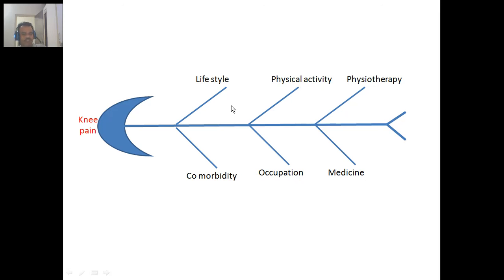You can have sub causes also. Say because of the lifestyle, sometimes the knee pain aggravates. If your patient has limited physical activity because of the pain, then this leads to a cycle: because of pain you have limited physical activity, and because you have limited physical activity you have pain and stiffness and other problems. Say you are not taking regular physiotherapy, or you never had taken physiotherapy.